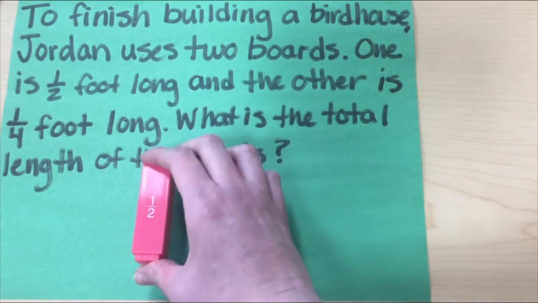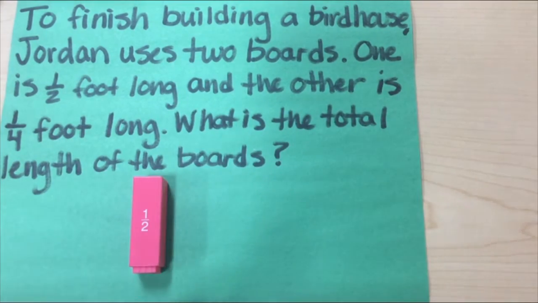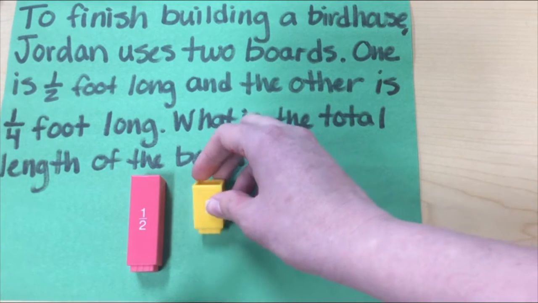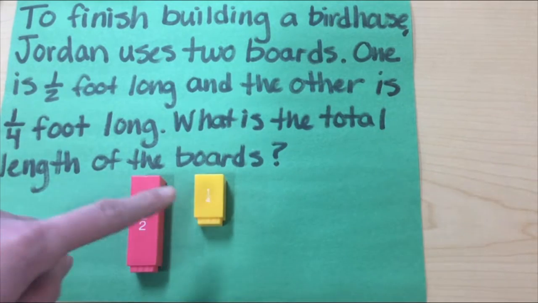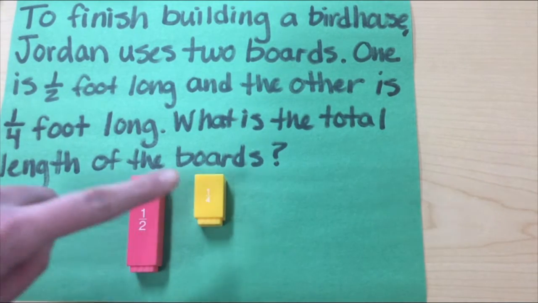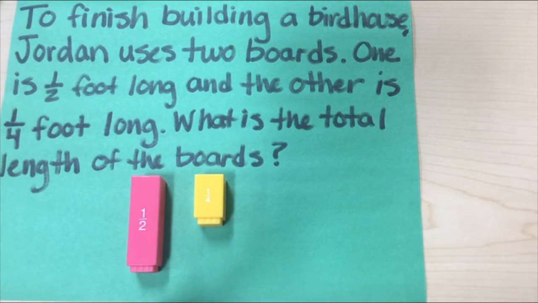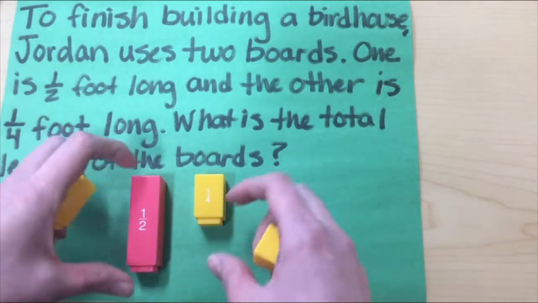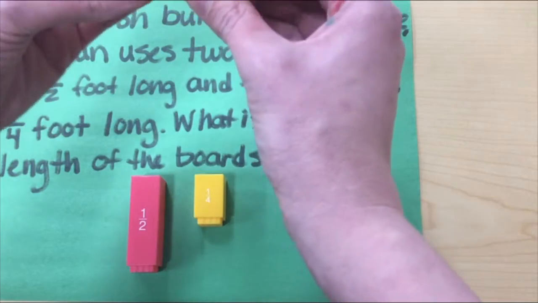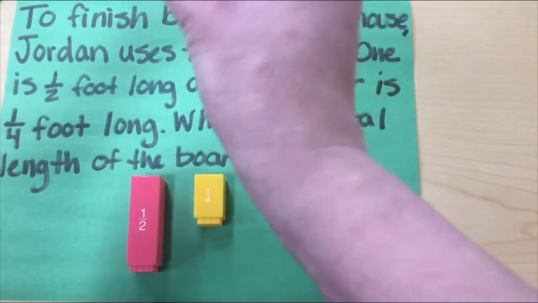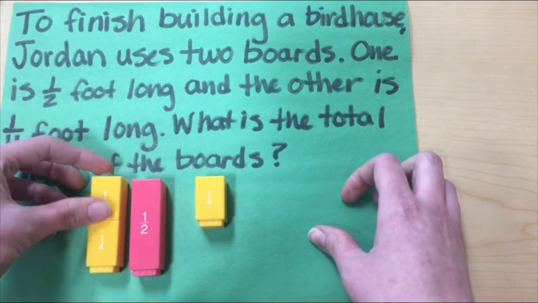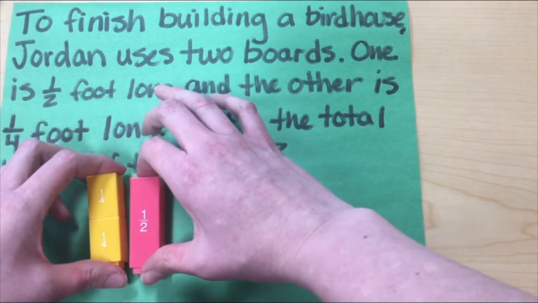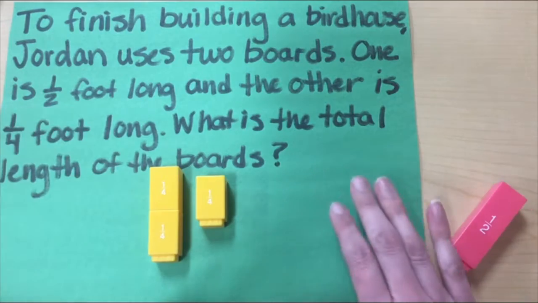But the first board is half a foot long, so there we can see a half. The other one is a fourth of a foot long, so it's this size. So as you can see, adding a fourth and a half together, it's kind of tough to see because they're different amounts, different denominators. So if we take this half and we think, okay, how many fourths are in a half? We can see, oh, 2 fourths go in a half. So we'll get rid of this. And now we can easily see the answer.